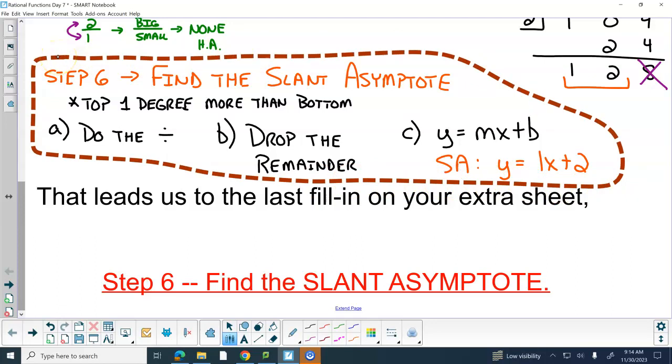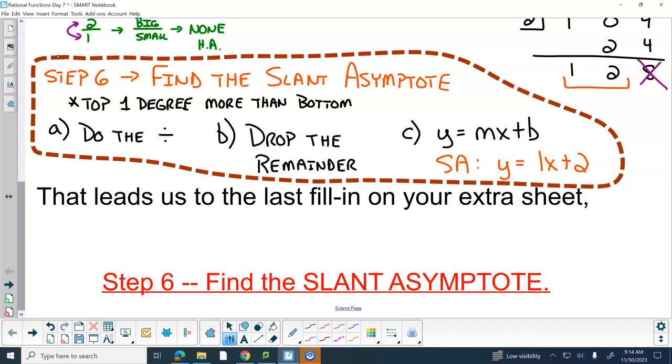So now you should have everything filled out on your supplemental note sheet. Step 0 is what? Simplify. Find if anything cancels out. Step 1, domain and vertical asymptote. Step 2, horizontal asymptote. Step 3, y-intercept. Step 4, x-intercept. Step 5, hole. Step 6, now slant asymptote. Step 7, other points. So those are the 8 steps. You're going to do every single draft problem.